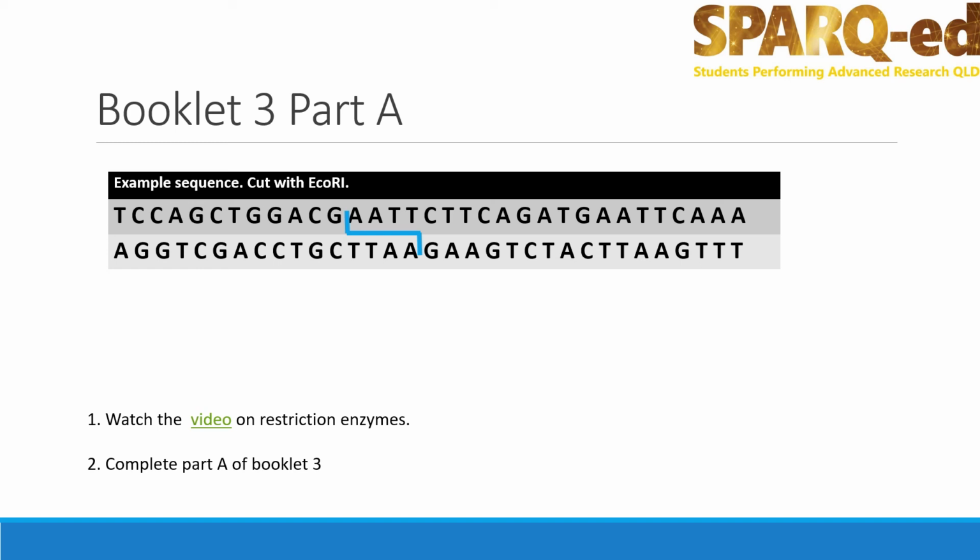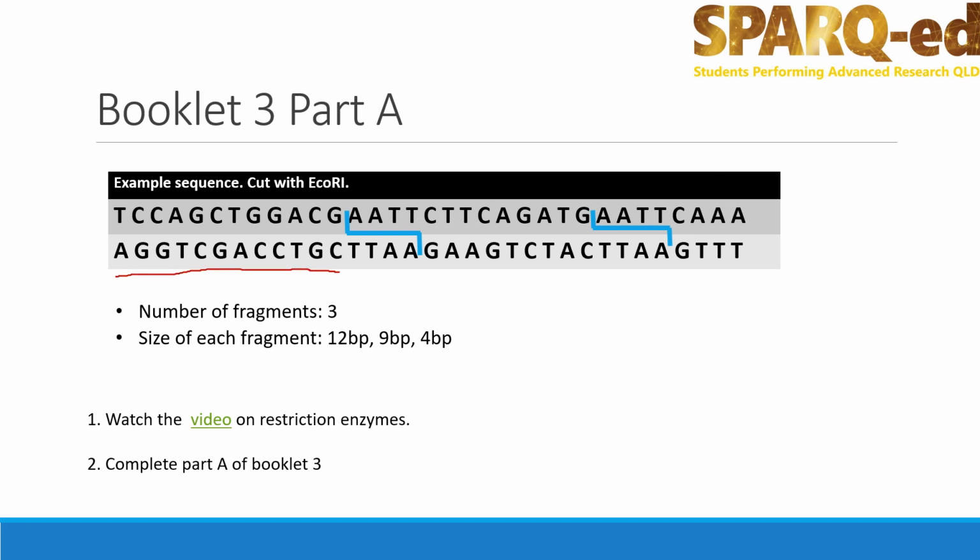So there's our first restriction site, and there's the second restriction site. So this results in 3 fragments or 3 pieces of DNA being produced. The first fragment is 12 base pairs long. The second fragment is 9 base pairs long. And the third fragment is a small one at 4 base pairs long.